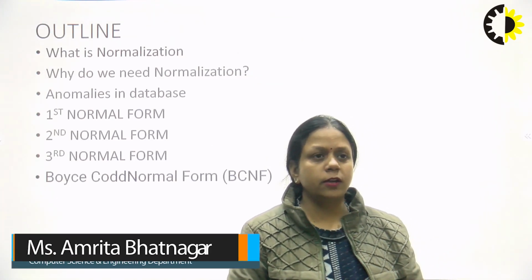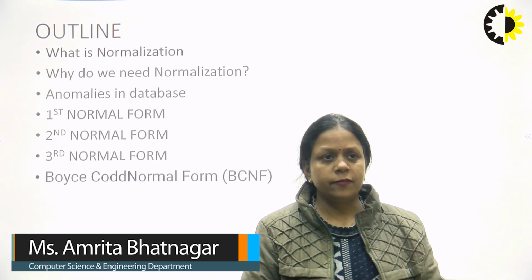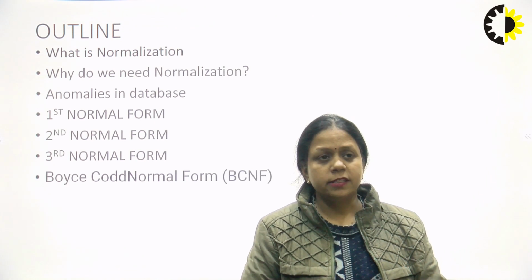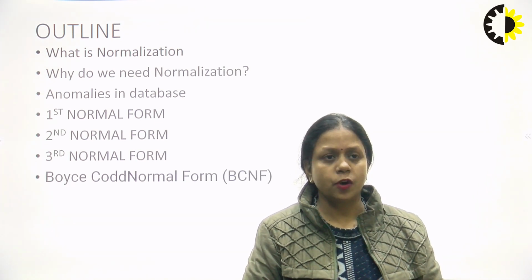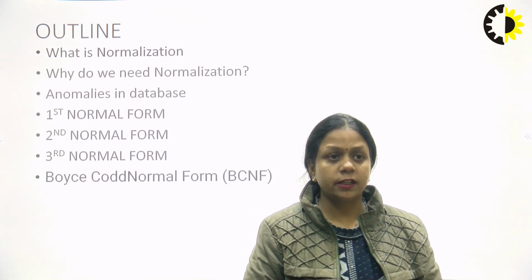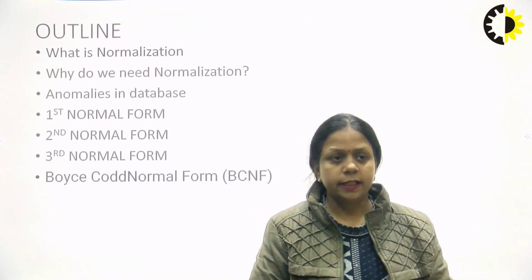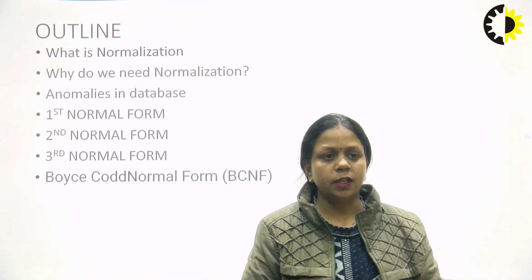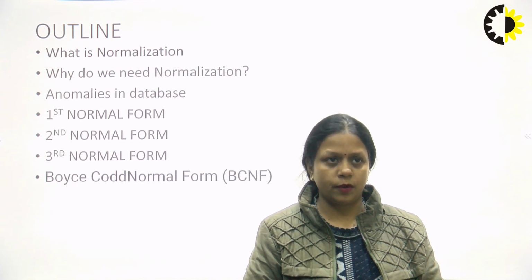Today I am going to explain a very important topic, normalization from database management system. You can see the outline of this lecture, where firstly we will understand the meaning of normalization. Next we will see why we need normalization. Then we will see the anomalies in the database, what the different anomalies are. Then we will discuss the first normal form, second normal form, third normal form, and BCNF normal form.